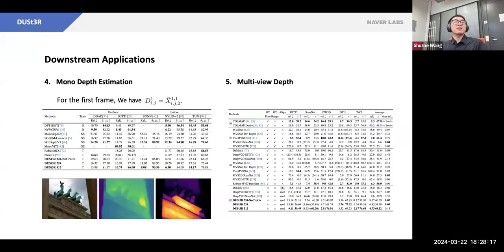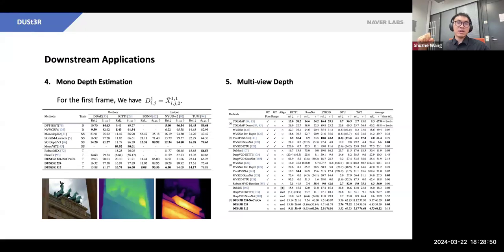Then we also have the monocular depth estimation and the multi-view depth. For monocular depth, it is easy to achieve since our first frame is the standard frame: we can simply take the Z value of the predicted point map as the depth map. And then for the multiple view depth, we again rescale the depth prediction.